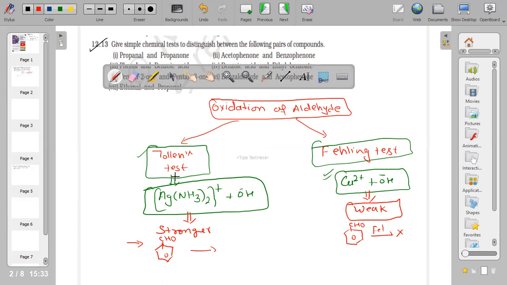Clear? First, the main point is the reagent. And second, which one is stronger? Stronger is the Tollens reagent and the Fehling test is weaker.